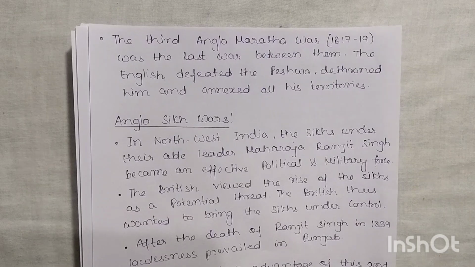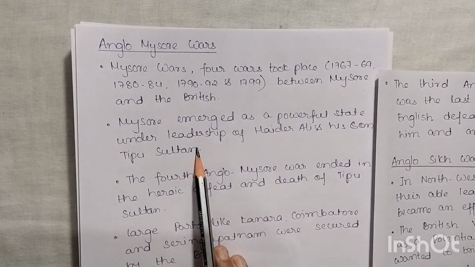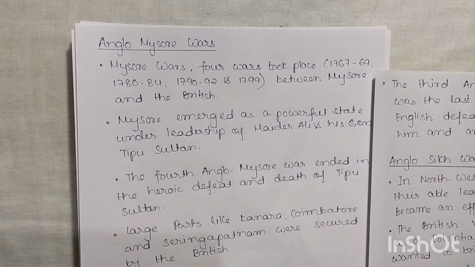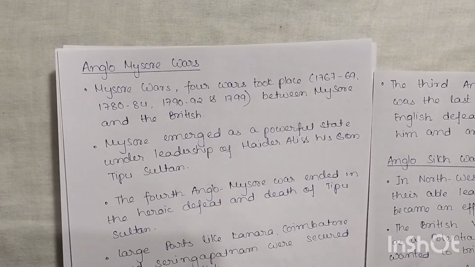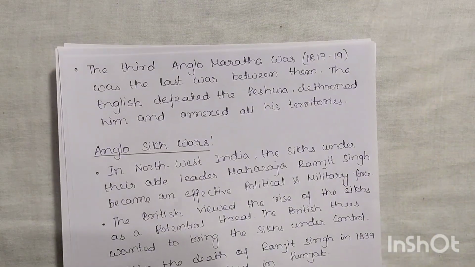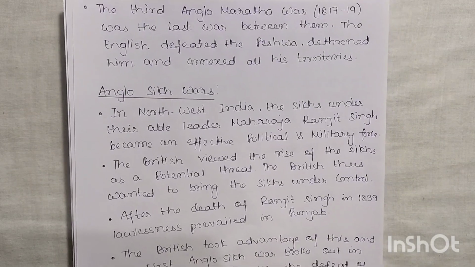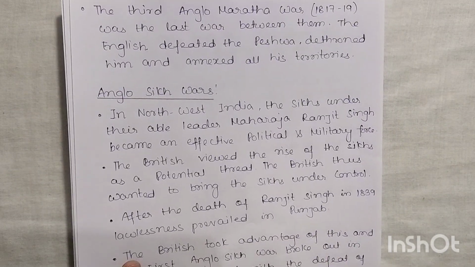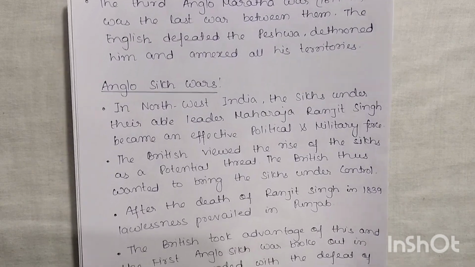So first of all, what did they do? Here they captured Mysore, and they captured the ports. Secondly, the Marathas were very strong rulers in western and central India. Here also the Britishers defeated them, dethroned them and annexed all his territory. So the Britishers had almost 75% of the Indian states captured, right?